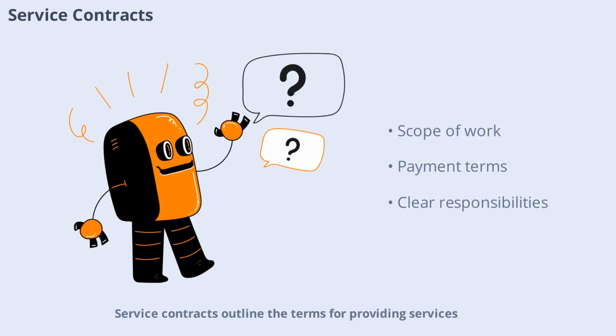Service contracts outline the terms for providing services such as repairs or consulting. They detail the scope of work, payment terms, and deadlines. These contracts are crucial for managing expectations and ensuring that both parties are clear about their responsibilities.